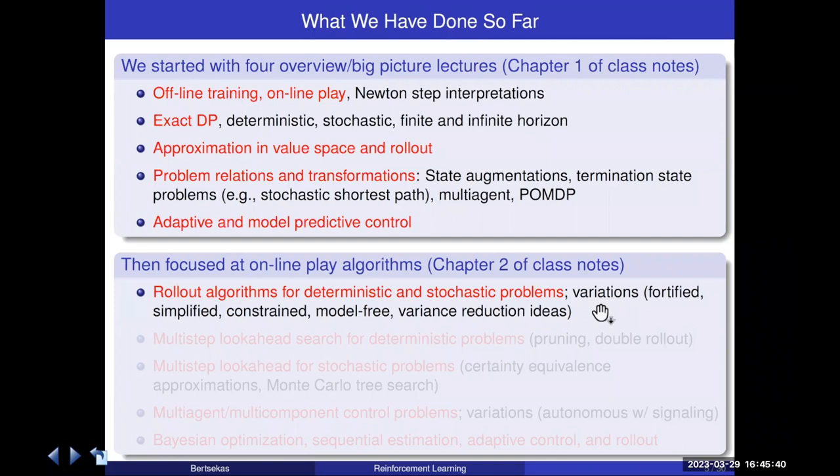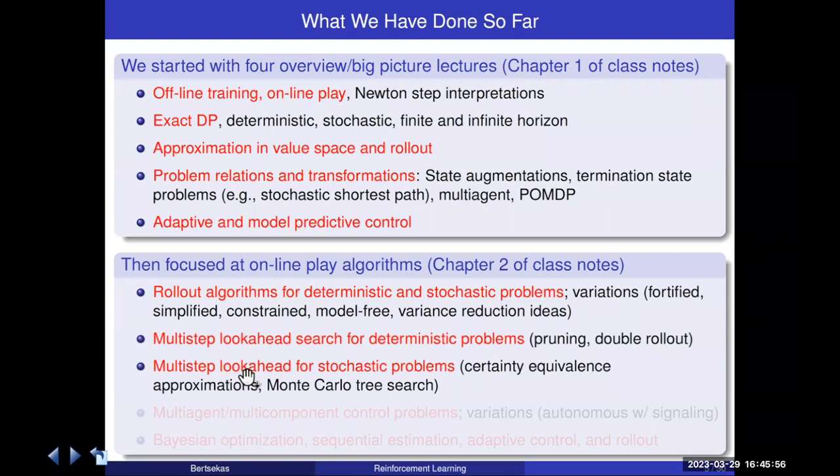Then we focused on multi-step look-ahead. We did a lecture on multi-step look-ahead for deterministic problems: ideas of pruning, double rollout, incremental rollout, and so on. Then we looked at multi-step look-ahead for stochastic problems, and the idea of certainty equivalence approximation. Approximate the random variables of all stages except the first one with a deterministic equivalent. That speeds up the computations tremendously, at a relatively small loss of performance, if any.